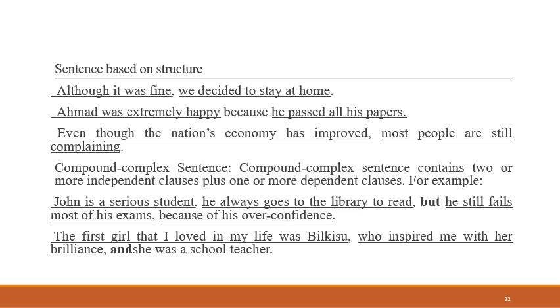And second example, the first girl that I loved in my life was Bilkisu. This is an independent clause. Who inspired me with her brilliance, which is our dependent clause. And she was a school teacher, which is our last independent clause in the sentence. You now have two independent clauses and one dependent or subordinate clause. This is called a compound complex sentence.